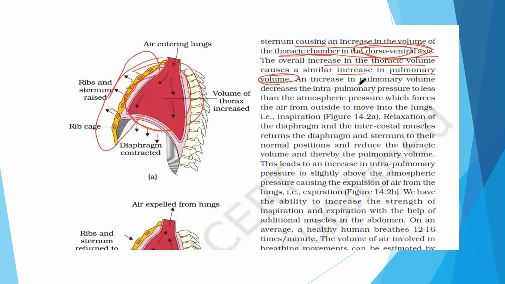So an increase in the pulmonary volume decreases the intrapulmonary pressure to less than atmospheric pressure, which forces the air from outside to move into the lungs. As it has inflated and is not having so much pressure inside, the air from outside will gush into the lungs to fill in the void space. This part is called inspiration, and during this process the diaphragm gets contracted. This is the entering of the air from outside to the lungs, that is inspiration.